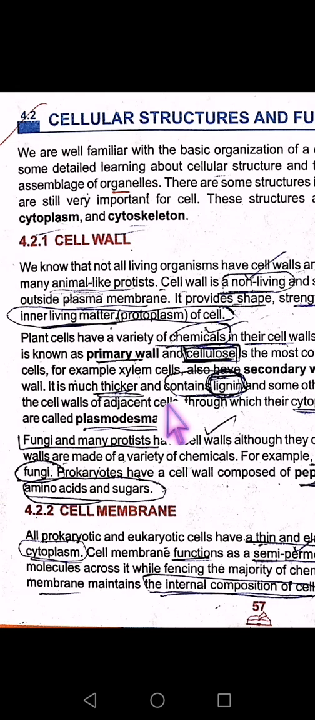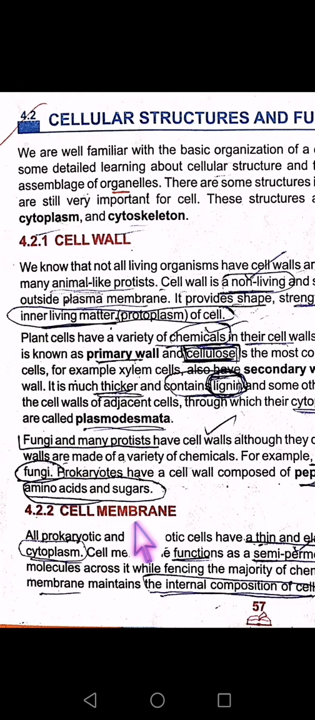Then fungi. What chemical is present in the fungi cell wall? It is chitin. And what does the prokaryote cell wall have? They have peptidoglycan. This is a chemical. If we ask what peptidoglycan is made up of, always remember it is a complex of amino acids and sugars. The next cellular structure is the cell membrane.